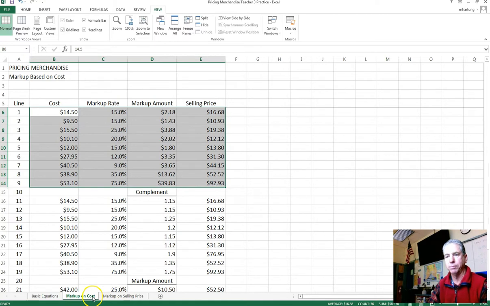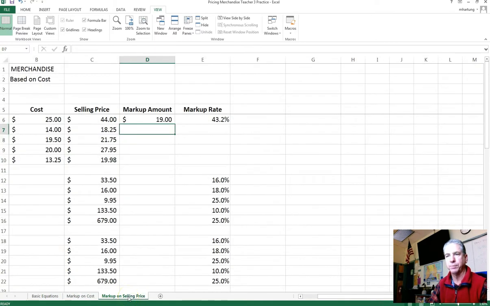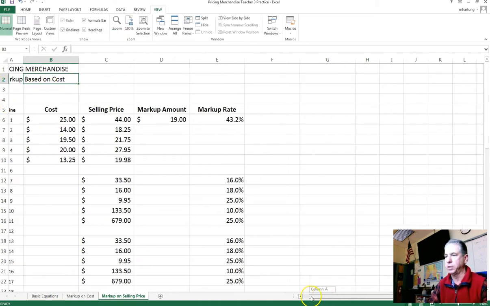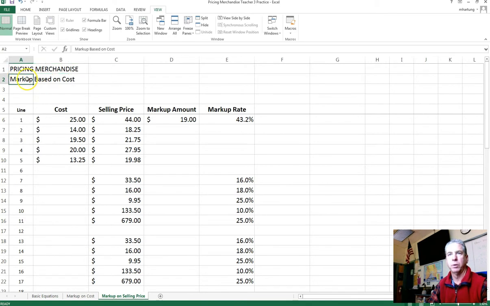So next up, markup on selling price. That will be this page right here, and right away we can see we need to fix something here. Based on cost is incorrect, so let's go ahead and make that adjustment there. That should be based on selling price. We'll go ahead and fix that.